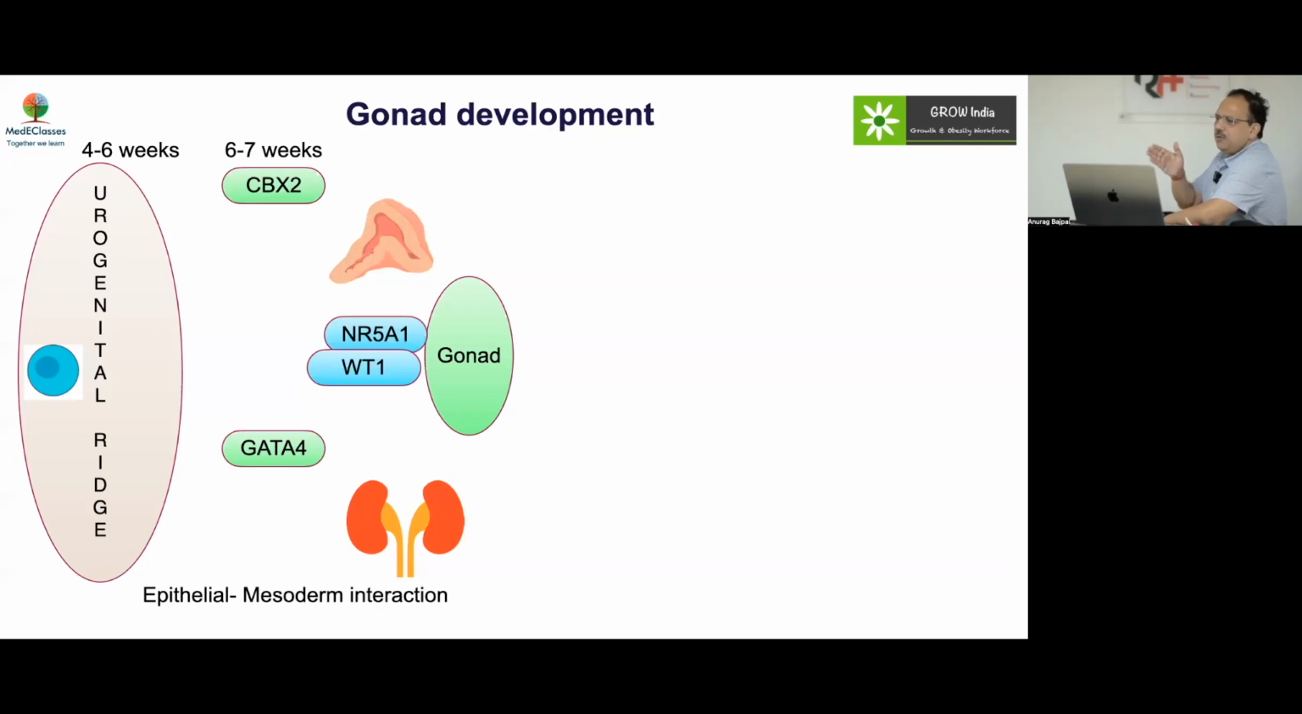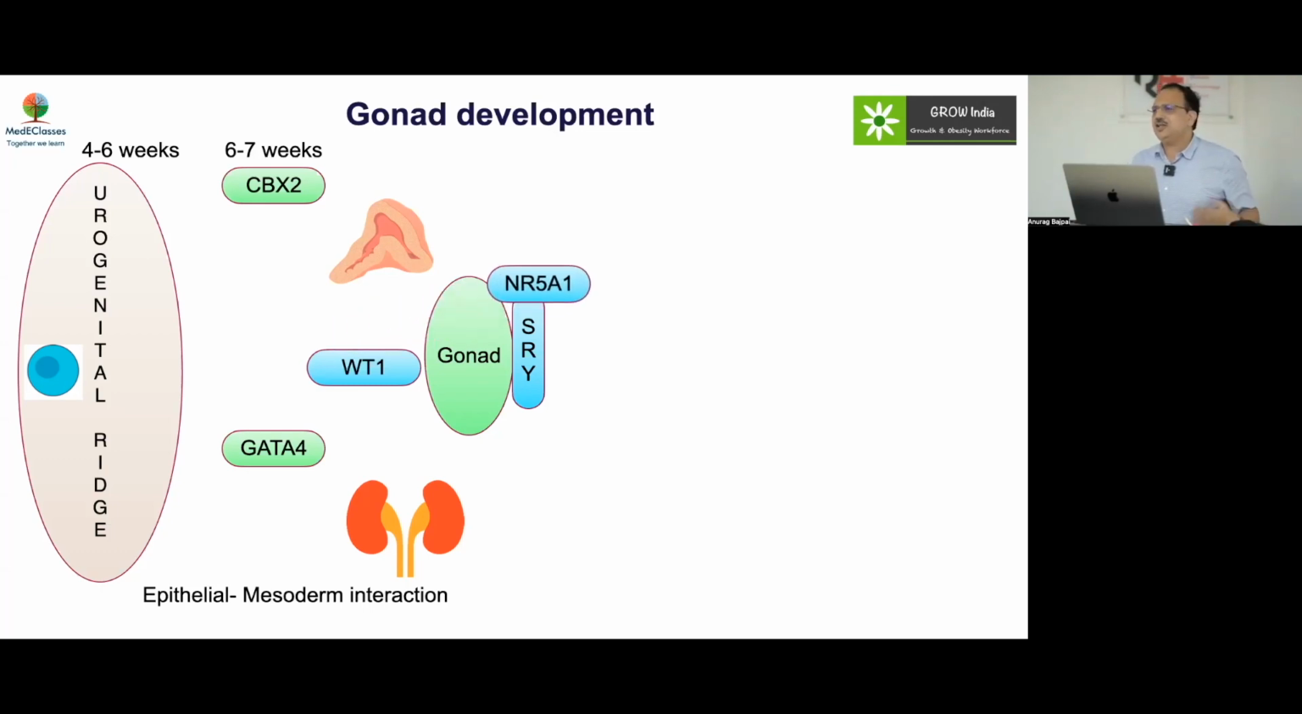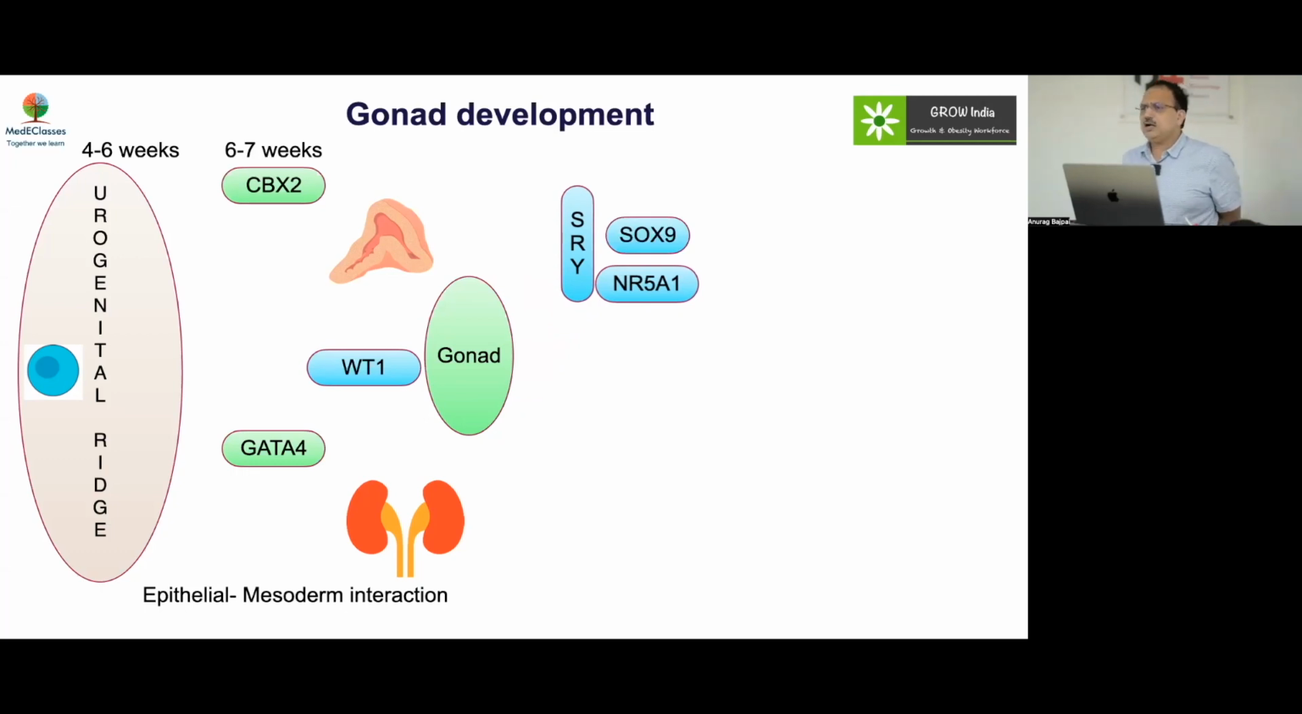Now, once the bipotential gonad is developed, the WT1 and NR5A1 will then result in development of the gonad and the expression of a very, very important determinant of the direction of gender development, which is SRY. So SRY, we all know, is the sex determining region on the Y chromosome. In the presence of SRY, NR5A1 and SRY will then result in activation of SOX9, which results in development of the Sertoli cell. And this Sertoli cell will then start producing AMH. You will also have Leydig cell production, and then from there testicular development happens.